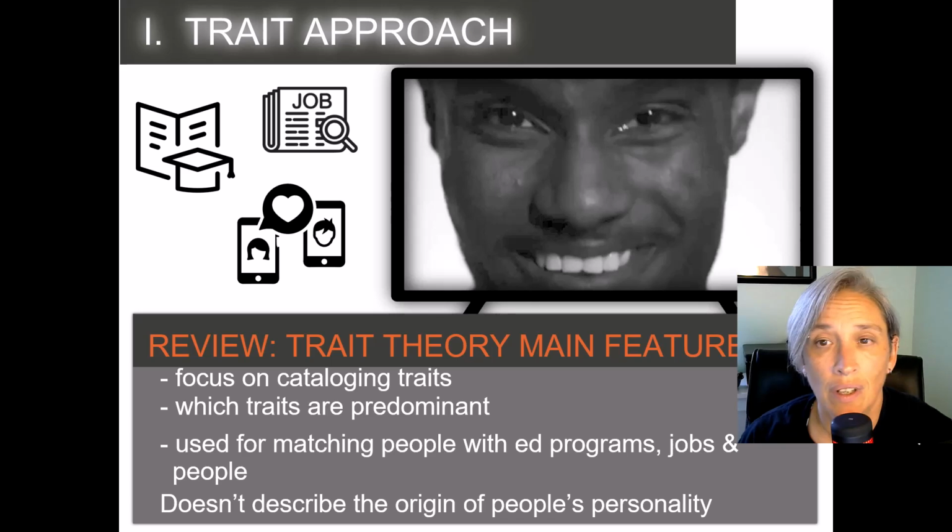To conclude, the trait theorists see traits, or characteristics, as usually consistent and stable over time. They focus on categorizing these traits, which traits are dominant. They're used for matching people, education programs, and such. It doesn't describe the origin of personality, but it does help us to describe, explain, and predict how a person's going to behave in certain scenarios. That's it for this lesson. I'll see you the next time for psychoanalysis and Sigmund Freud.